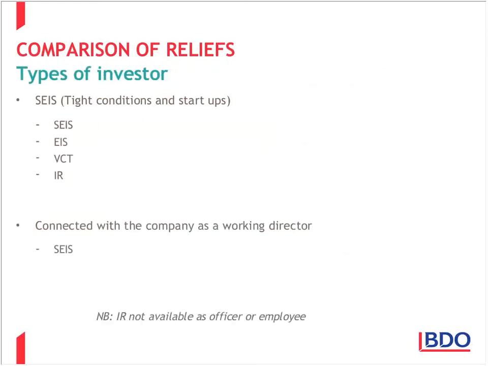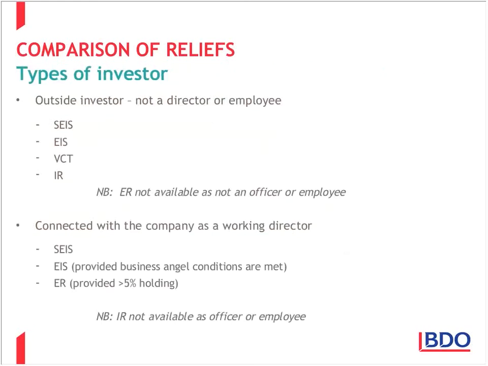Now, of course, you can't just choose between these reliefs. It depends on the type of investor. So if we have an outside investor who's not a director, not an employee, then potentially they could qualify for all the reliefs other than entrepreneurs relief, because obviously they're not an officer or employee. So you'd first check whether CDIS was appropriate, but that's only startups. EIS, is that appropriate, or VCT? Well, again, you'd have to consider the qualifying trade and the size limits.